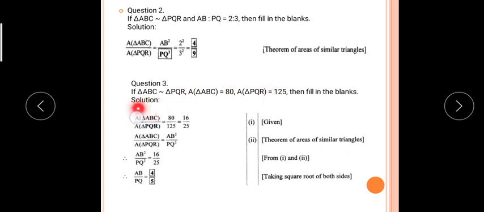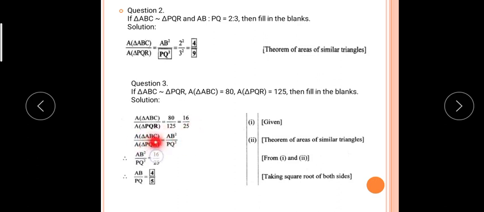Question 3. If triangle ABC is similar to triangle PQR, then area of triangle ABC is 80. Now here areas are given. You have to find out the side ratio. Fill in the blanks means activity. Now see, area of triangle ABC upon area of triangle PQR is equal to 80 upon 125. So it is 16 upon 25. This is by reducing. By dividing both numerator and denominator by 5, you will get 16 upon 25.